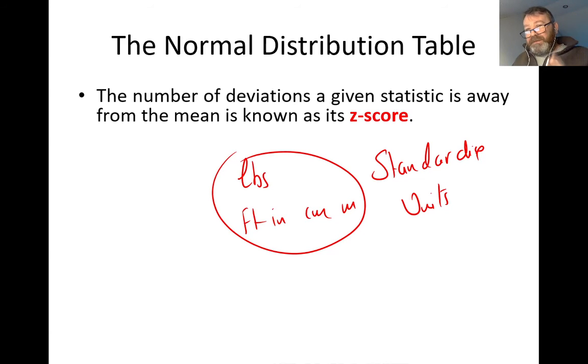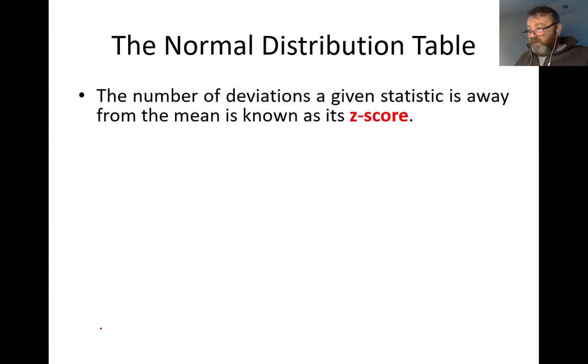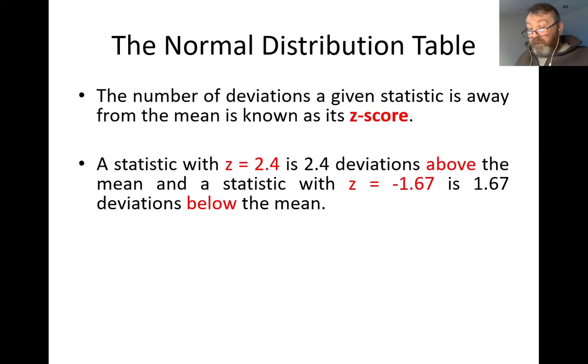And if I can turn them into Z-scores, then I will know exactly where the statistics fall in relation to the mean. And you might say, well, how do you do that? How do you turn them into a Z-score? There's a formula. And just before I come to the formula, it says a statistic with 2.4 being its Z-score is nothing more than a statistic that is 2.4 deviations above the mean.